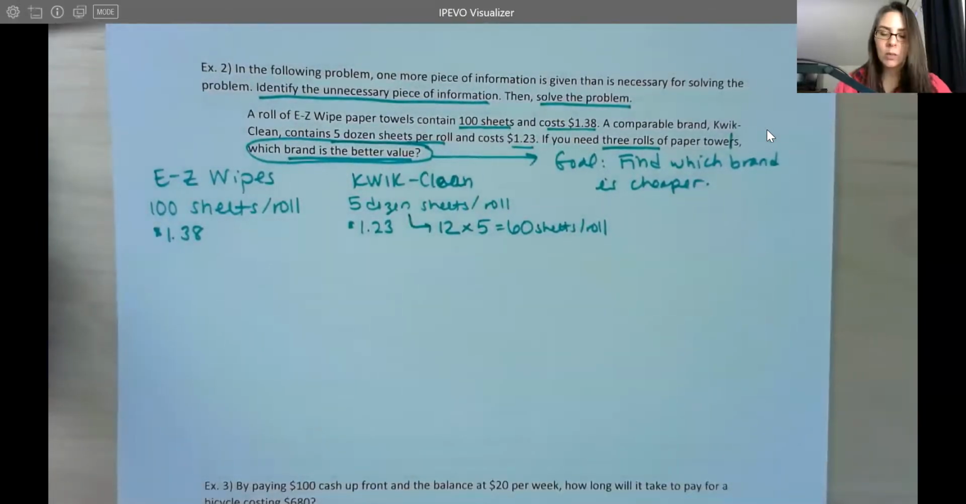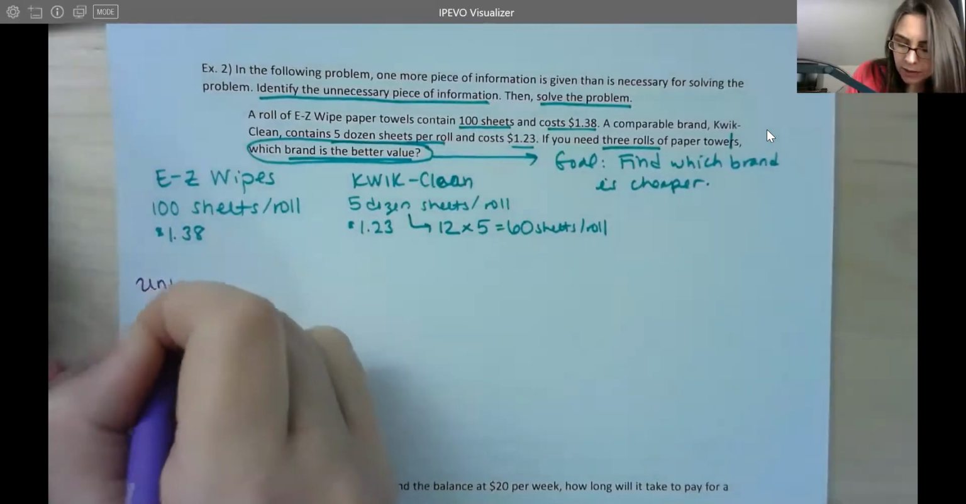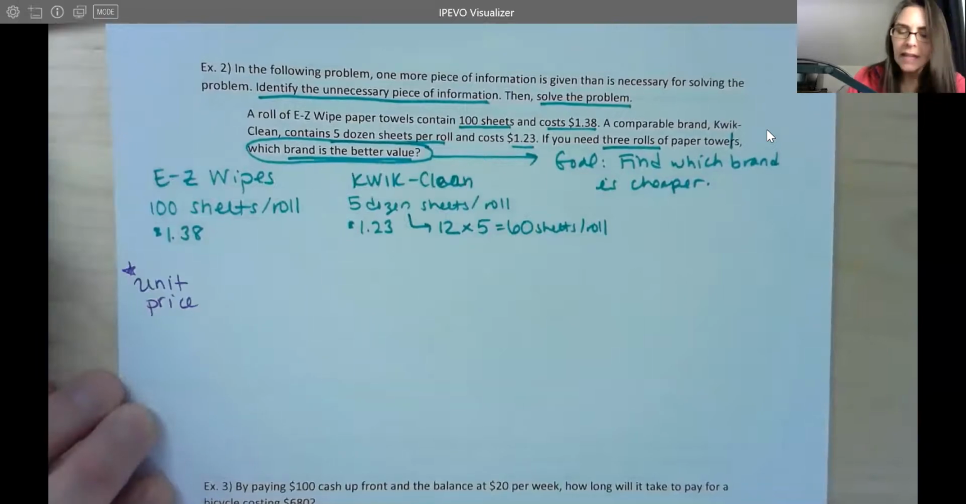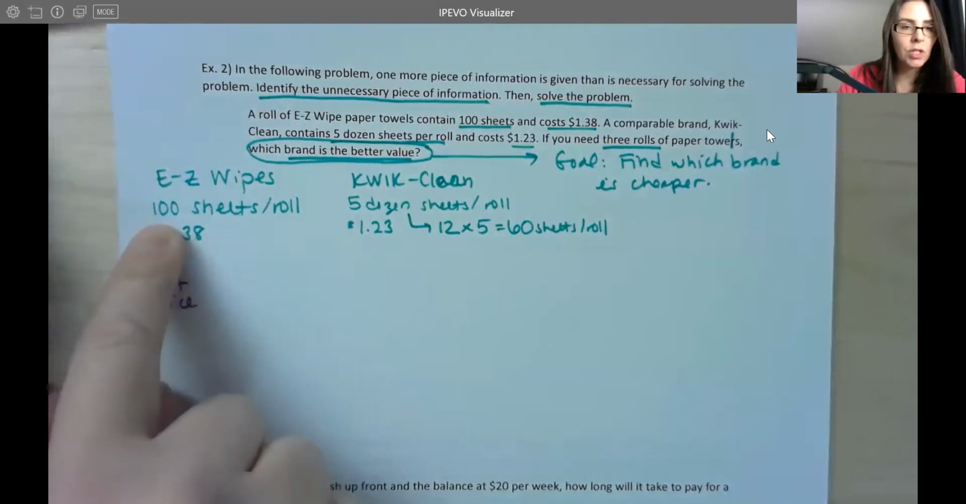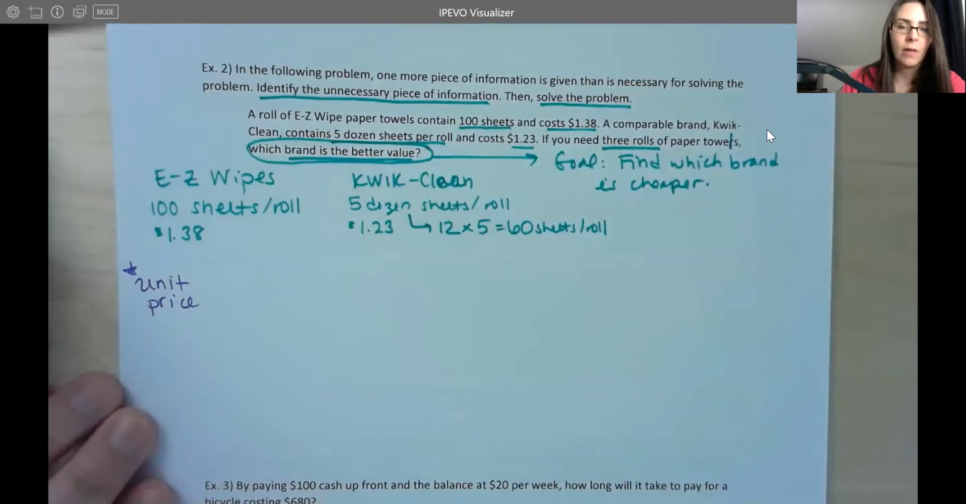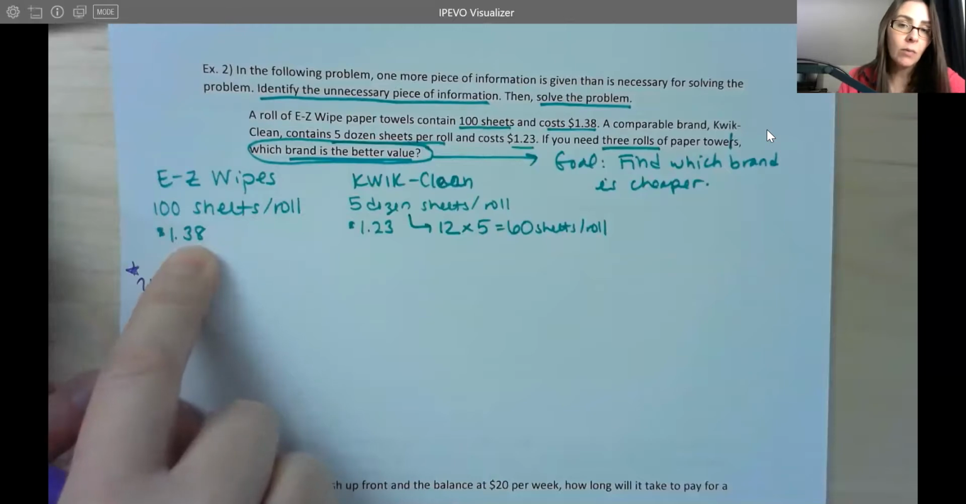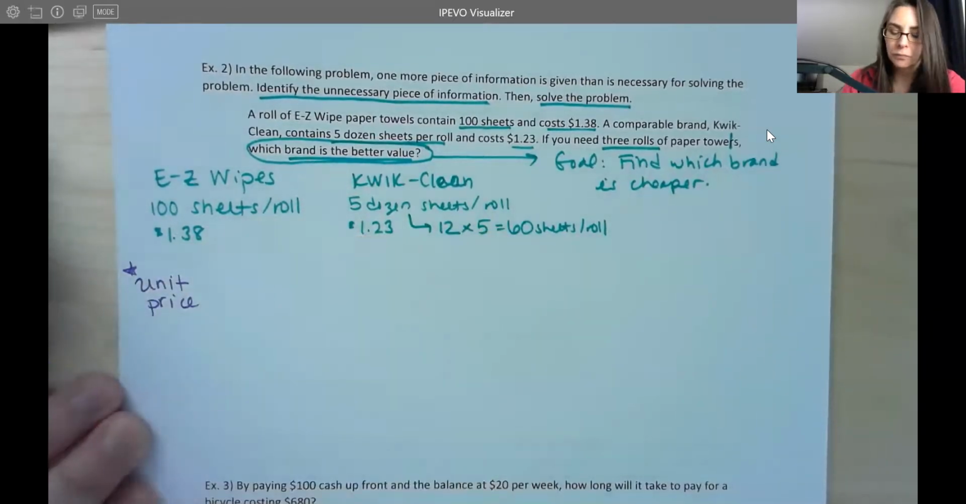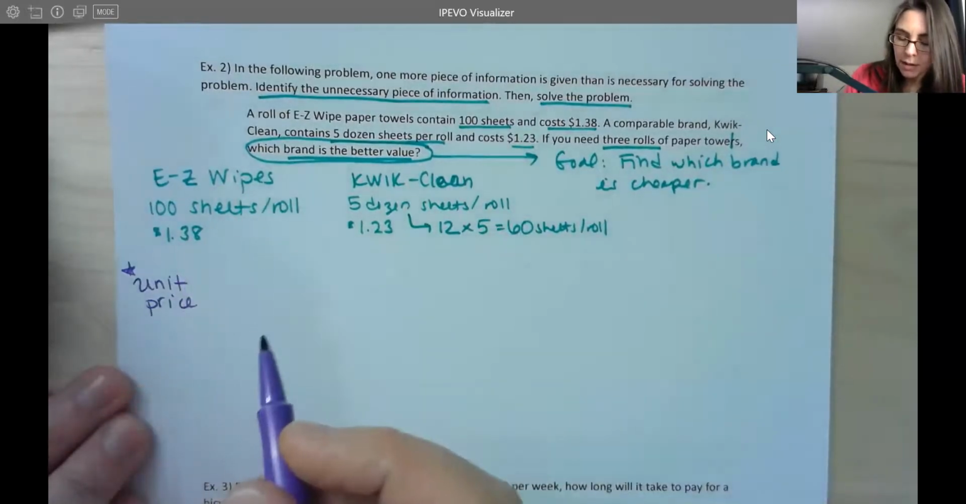All right, so what we're going to do here, and you may have seen this before, or if you haven't, that's okay. We're going to use something called the unit price to figure out the better value. And a unit price allows us to compare things, compare their price at the same number of units. So for instance, this one has 100 sheets and this one has 60 sheets. So if I knew how much one sheet cost in each of them, then I'd be able to see which one was actually the better value, right? Is 100 sheets at $1.38, which is more expensive, better than 60 sheets at $1.23? I don't really know. So how do we find the unit price?